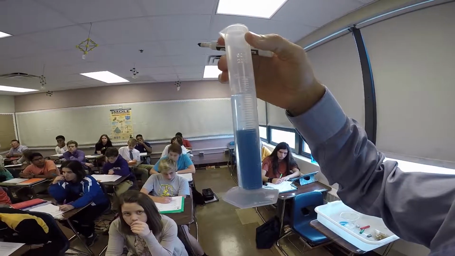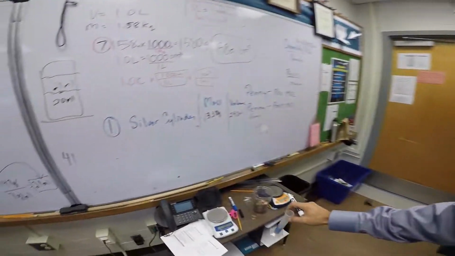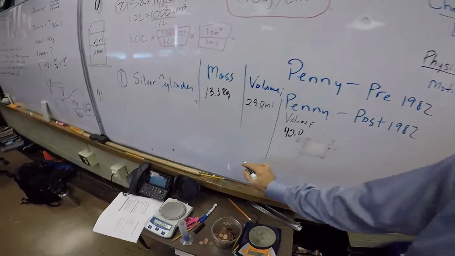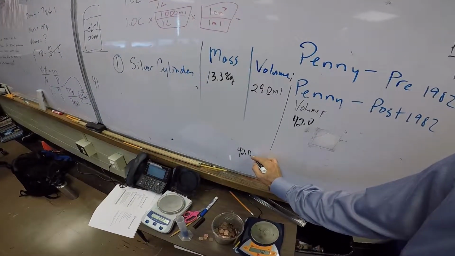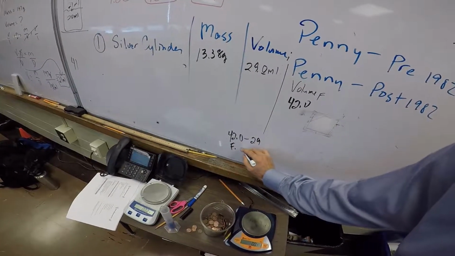So then I'm going to have my displacement around 41.2. Looks like 42.0. So I'm going to take 42.0 minus 29. This is final minus initial. That's how you get change. Make sense? Final minus initial.